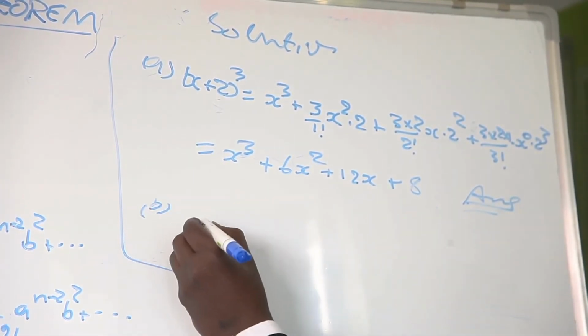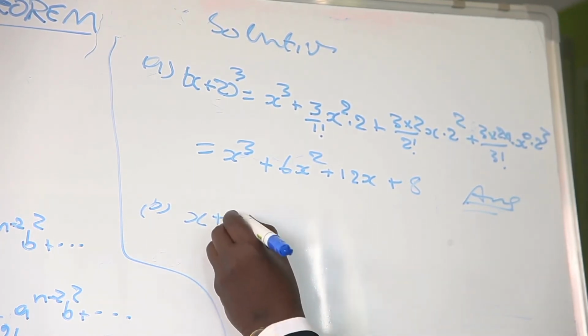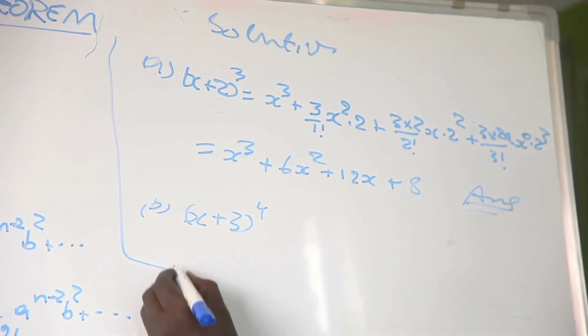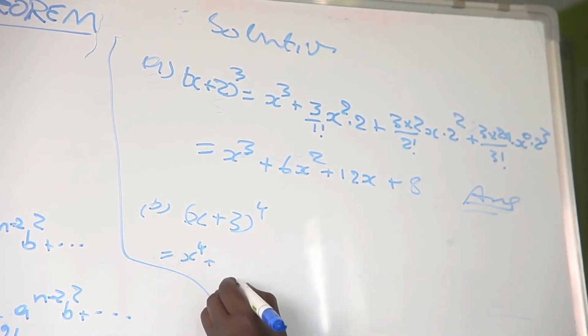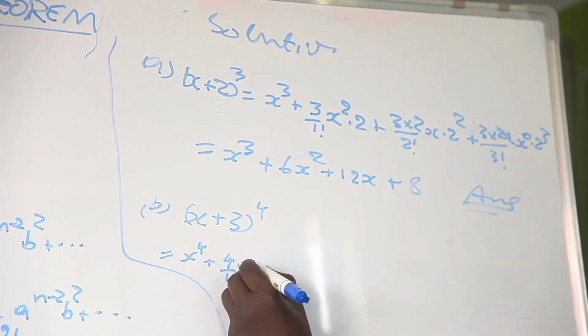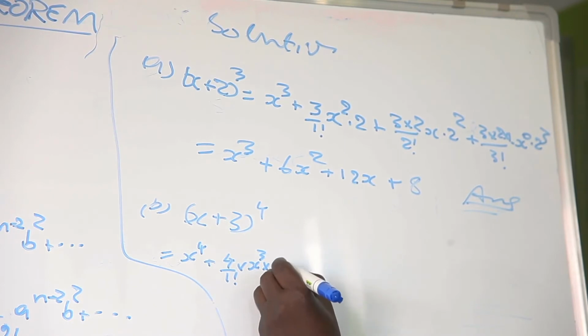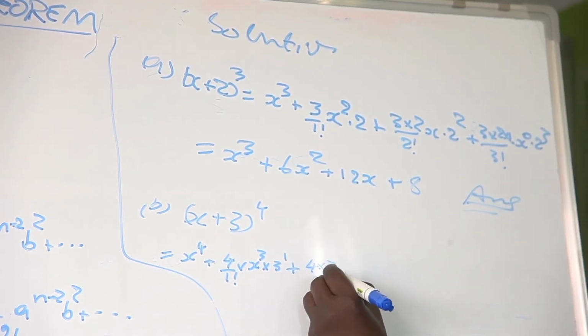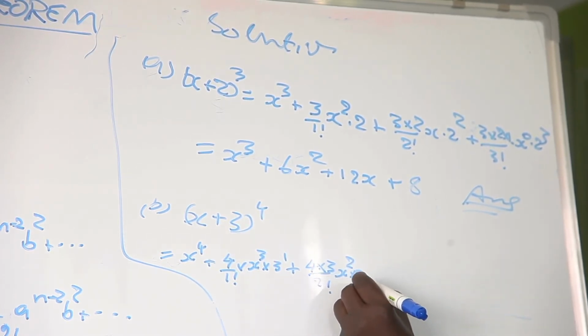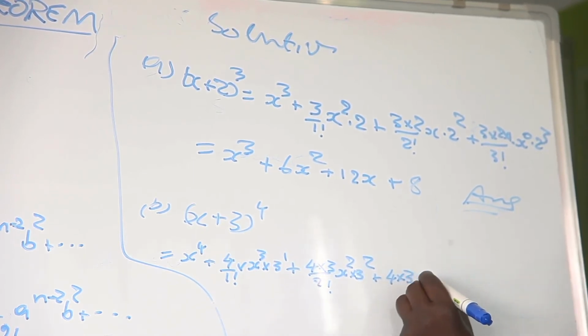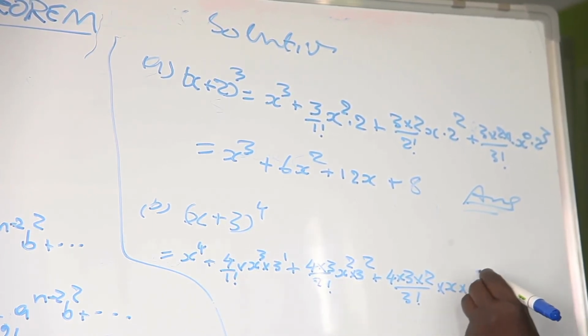Then part B, we have (x + 3)^4. Again, this one will be x^4 plus 4 over 1 factorial times x^3 times 3^1, plus 4 times 3 over 2 factorial x^2 times 3^2, plus 4 times 3 times 2 over 3 factorial times x^1 times 3^3, then plus 4 times 3 times 2 times 1 over 4 factorial times x^0 times 3^4.